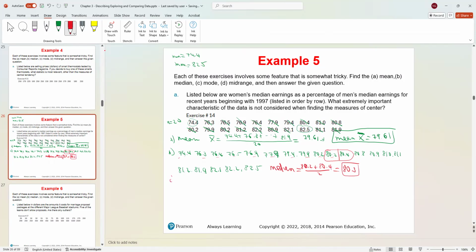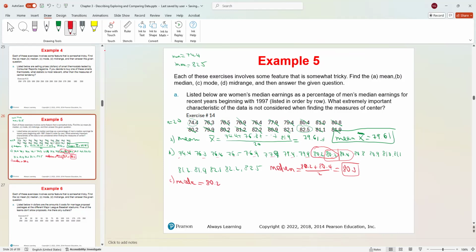Now, what is the mode? Mode is the data that is repeated the most. What is the data that is repeated more than once? More than once, we have 80. Which one repeated the most here? We can find it. I think 80.2. You see these two data values. So they are the ones repeated the most, 80.2.